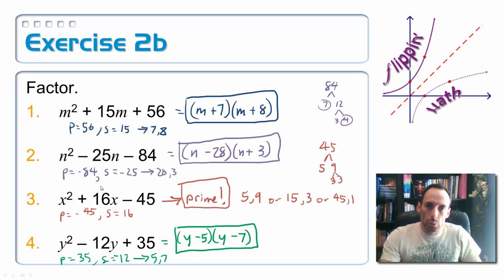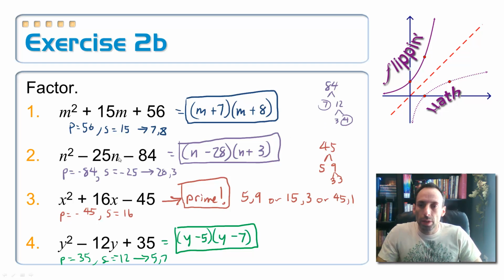On the next one, product is going to be negative 84, sum's going to be negative 25. This is one where your product's pretty big, so it might be sensible to make yourself a factor tree so that you can find some numbers that are going to work. So 84, 7 times 12, and 12 breaks down to 3 times 4. And then you try to pair them up. The first pairing that I did, maybe you did too, was 7 times 3 to get 21, and then 4, because 21 plus 4 is 25.